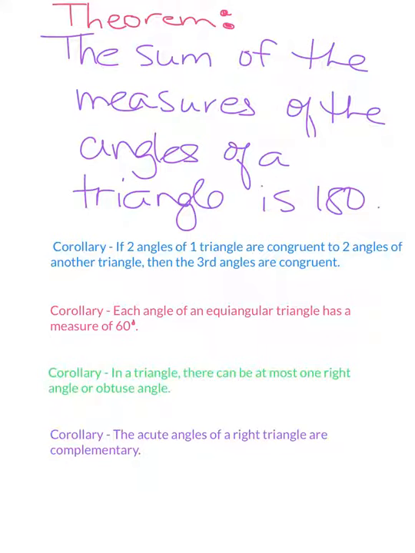Our last corollary in purple says the acute angles of a right triangle are complementary. Now again, we know a right triangle has a right angle, so we know that our sum is going to be 180. So if one angle is 90, then the other two together have to add to 90, so those two acute angles have to be complementary.